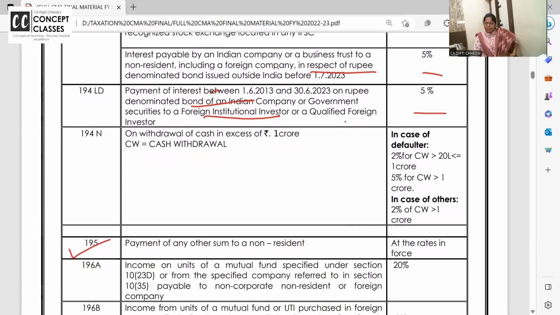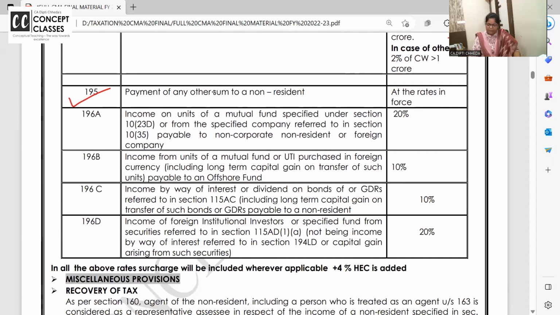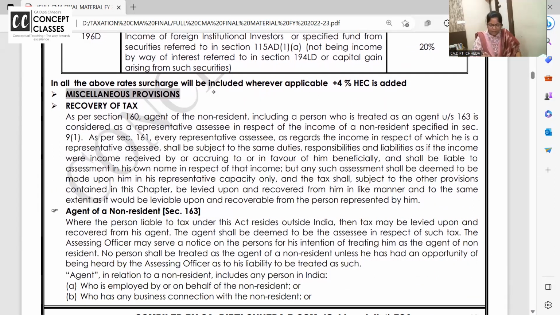कैश विड्रॉ करते हैं 1 करोड़ के अबव तो 2% TDS कटता है, और अगर डिफॉल्टर है, लास्ट 3 years का रिटर्न टाइम पे नहीं भरा, तो दिस आई विल टीच यू इन डिटेल विथ एग्जाम्पल, 194N, which is 2% for withdrawal above 20 lakhs to 1 crore, 1 crore के above 5%. और अगर no default is there, then directly 1 crore के above 2%. ठीक है? Foreign currency, if they are putting the money in mutual funds and all 20%, I think इतने rates याद भी नहीं रहेंगे, तो leave it.